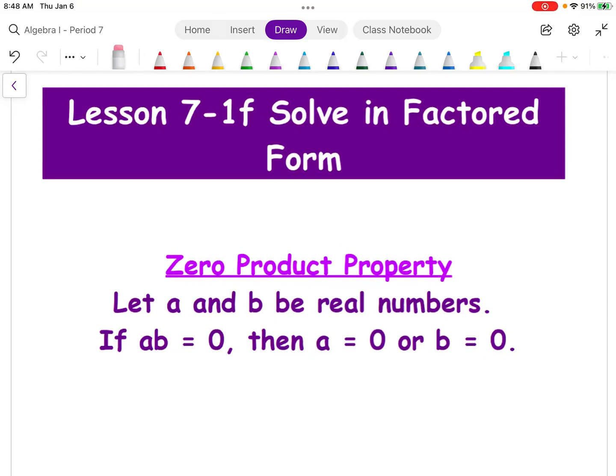Today we're looking at solving polynomials in factored form, and in order to do this we need to know the zero product property, which says if a and b are real numbers, if a times b equals 0, then either a equals 0 or b equals 0.